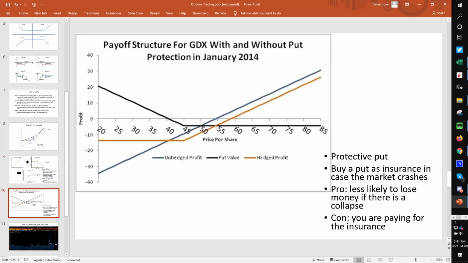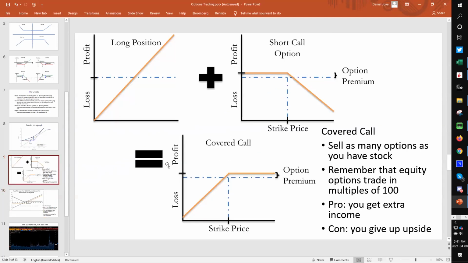And a protective put is another one. So you've got the option of selling the option on the upside, and you can also do something else, which is buying an option on the downside. It doesn't hold much risk in that sense, because what you're trying to do is buy insurance in case there's a crash in the market, right?